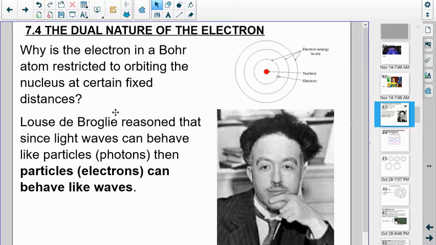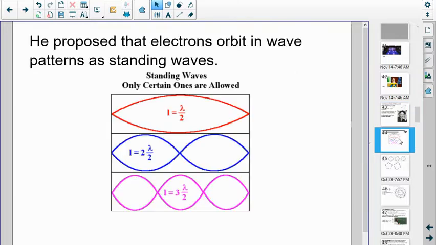Louis de Broglie, a French chemist, reasoned that since we've been looking at light waves, and they can also behave as particles, well, maybe it's the same the other way around. Maybe particles like electrons can also have wave-like properties. So he proposed that the electrons orbit in wave patterns as standing waves.